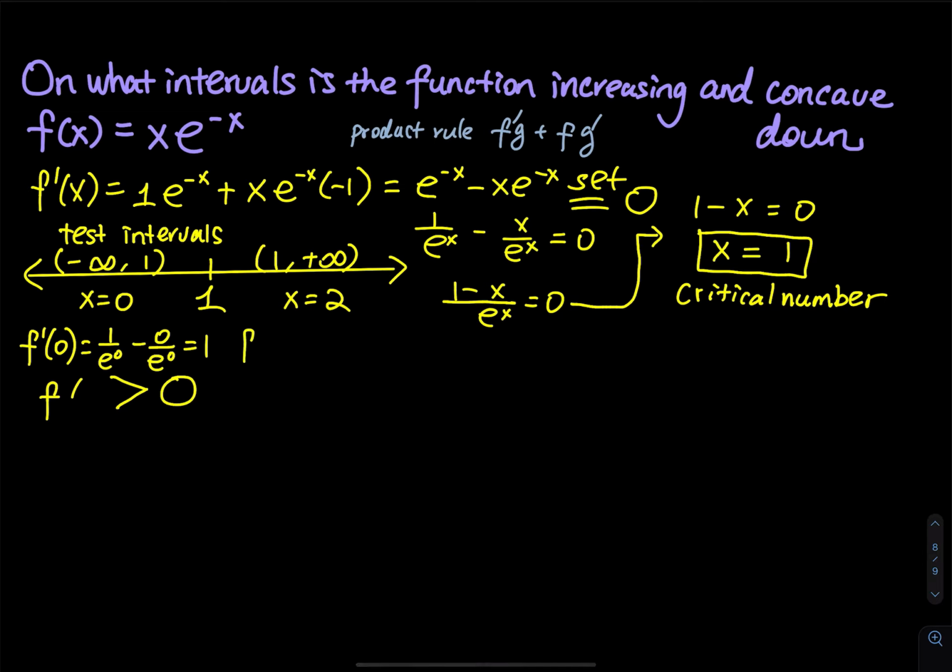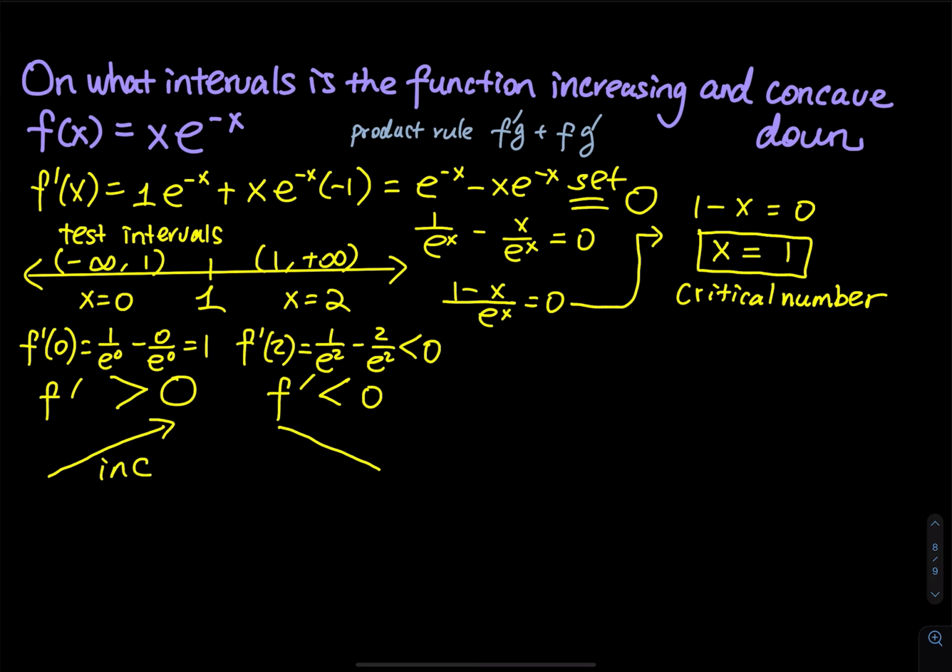And then how about 2? F prime of 2. You have 1 divided by e squared minus 2 divided by e squared. 1 minus 2, this is negative. So f prime is negative. When f prime is positive, that means the function is going up. When the slope is negative, the function is decreasing.